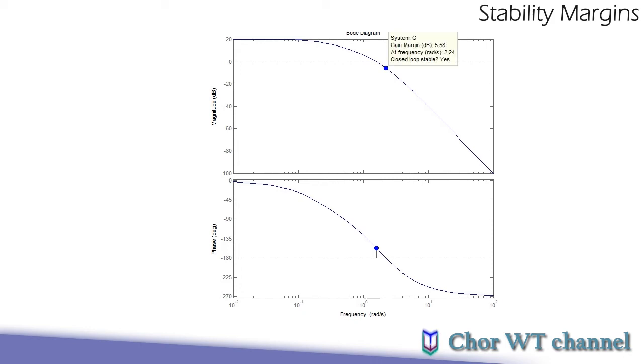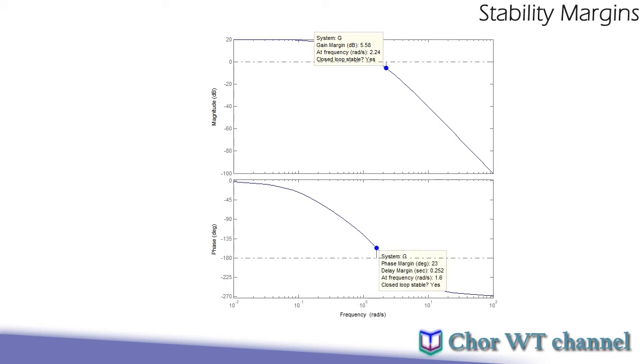So let's look at the gain margin over here. The gain margin here shows that it's 5.58 dB, and our phase margin is showing as 23 degrees. We'll be looking at how we determine this 5.58 dB.